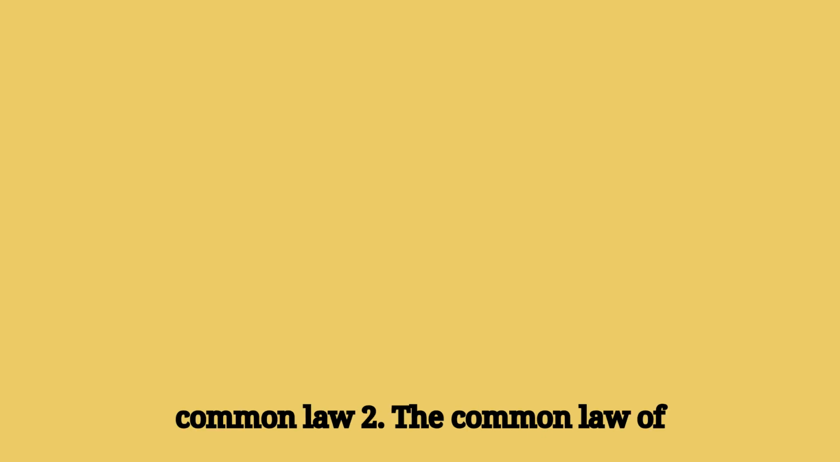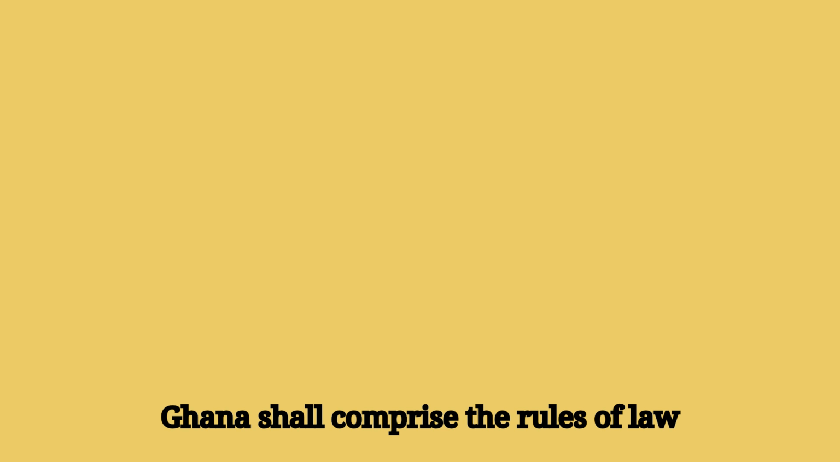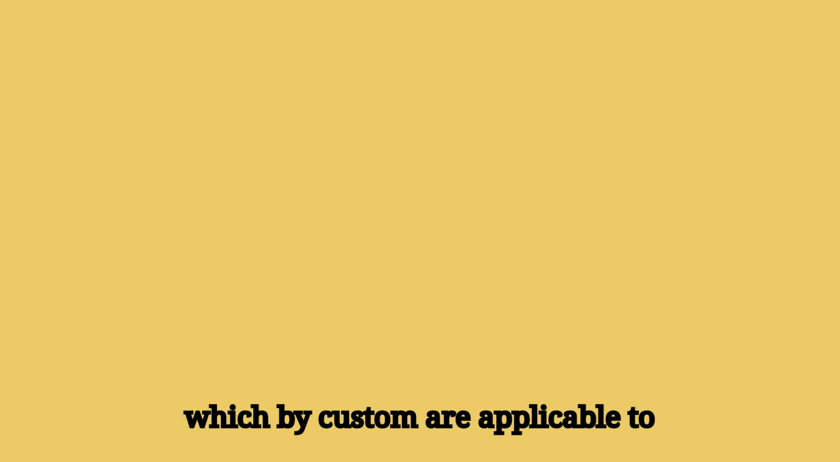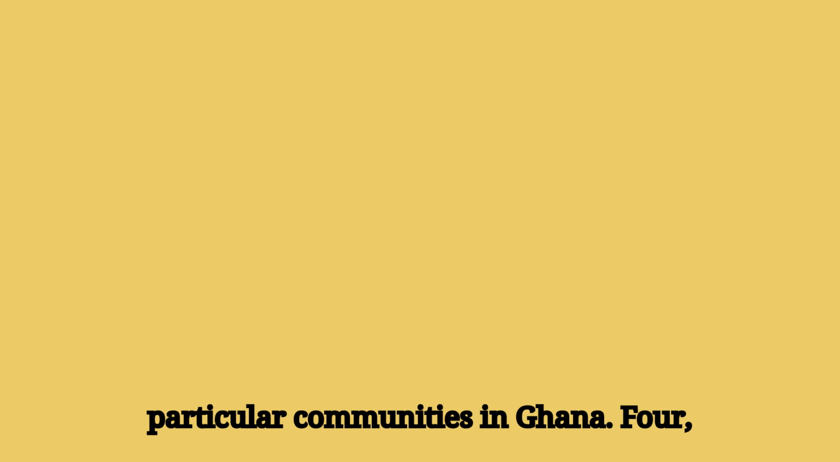d. The existing law; and e. The common law. 2. The common law of Ghana shall comprise the rules of law generally known as the common law, the rules generally known as the doctrines of equity, and the rules of customary law, including those determined by the Superior Court of Judicature. 3. For the purposes of this article, customary law means the rules of law which by custom are applicable to particular communities in Ghana.